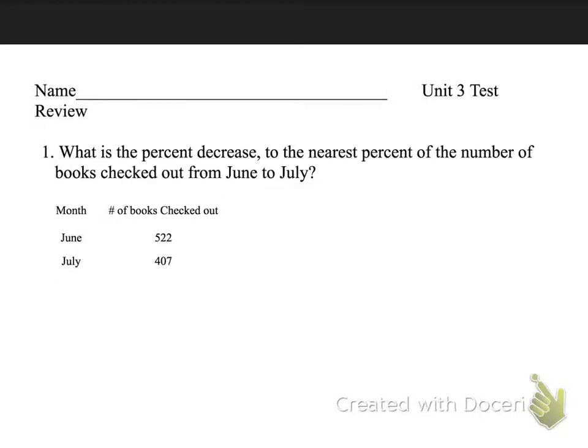So this is the Unit 3 review. First question, what is the percent decrease? So percent decrease to the nearest percent of the books checked out from June to July. So percent decrease is the key word. So we have our percent proportion, where we have percent over 100 equals part over whole. Well, this time your percent represents your change.